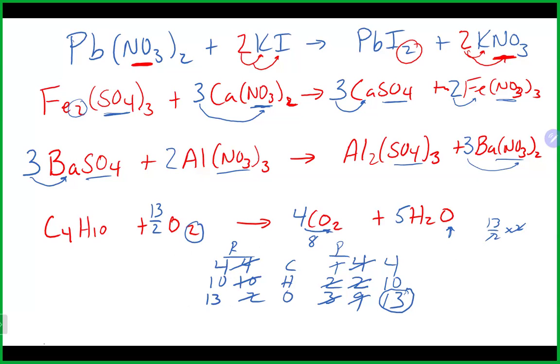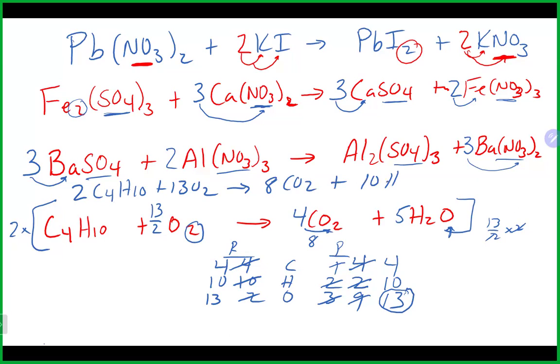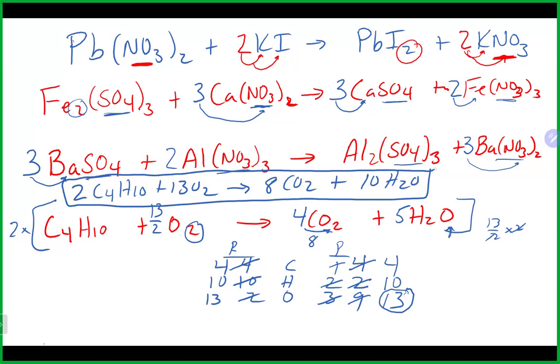Can I leave the fraction? No. So again, just like the last one, we need to clear the fraction by multiplying everybody, not just the fraction, by the 2. And if you do that, that will get you 2C4H10 plus 13O2 gives me 8 CO2 and 10 H2O. And once again, at this point, should still be balanced.